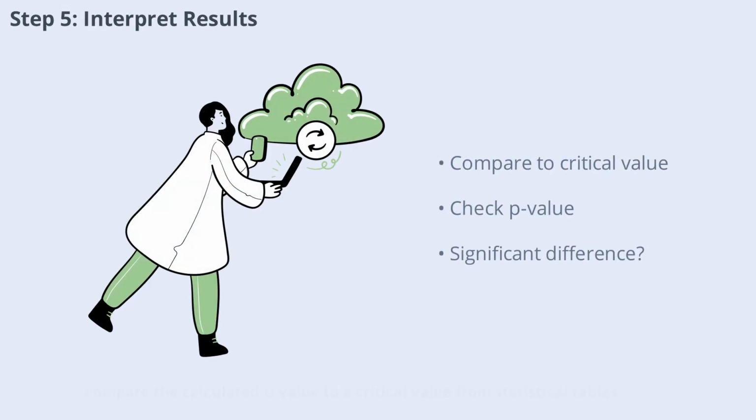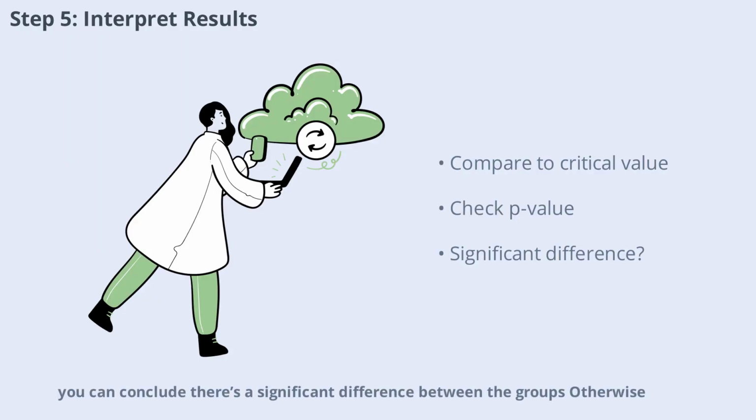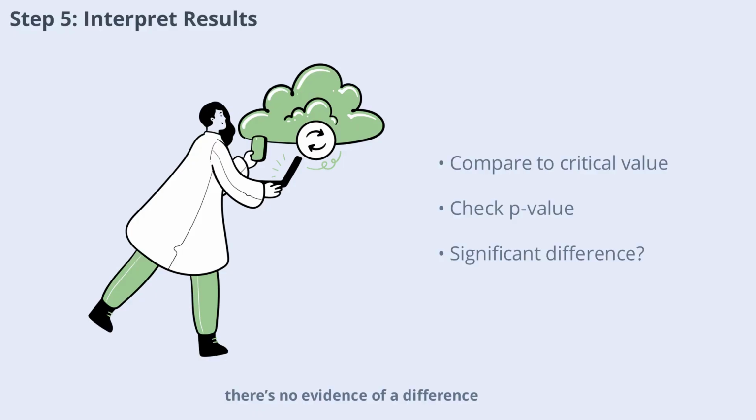Finally, compare the calculated U value to a critical value from statistical tables, or use software to find the p-value. If the U value is smaller than the critical value, or if the p-value is less than your significance level, like 0.05, you can conclude there's a significant difference between the groups. Otherwise, there's no evidence of a difference.